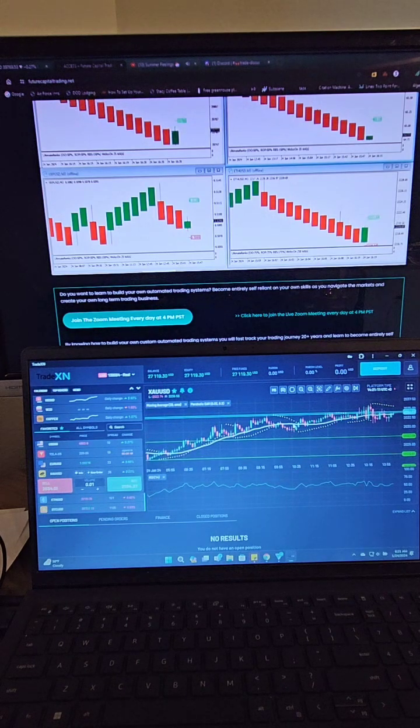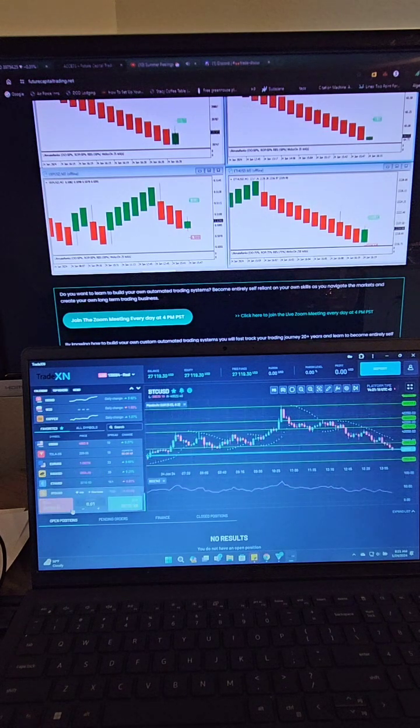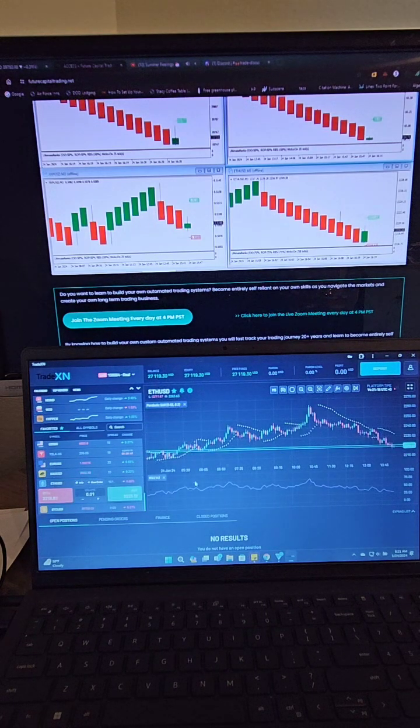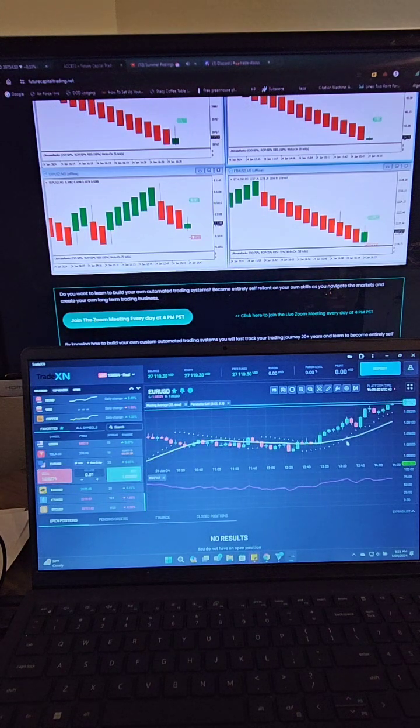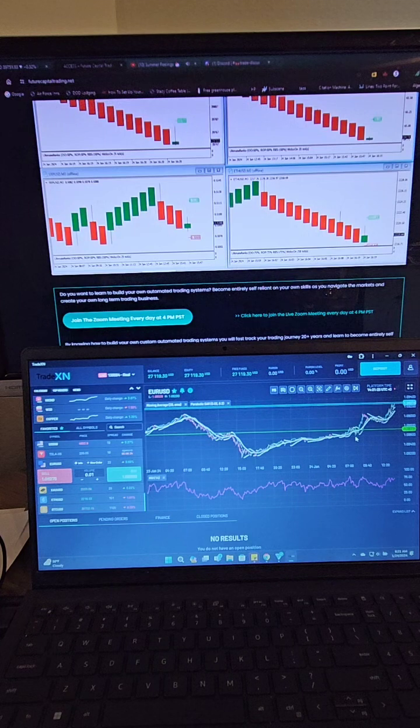Gold's, yeah, static, sideways. Bitcoin still trading down. Ethereum still trading down. Gold stacking. EURUSD. EURUSD is moving up nicely.